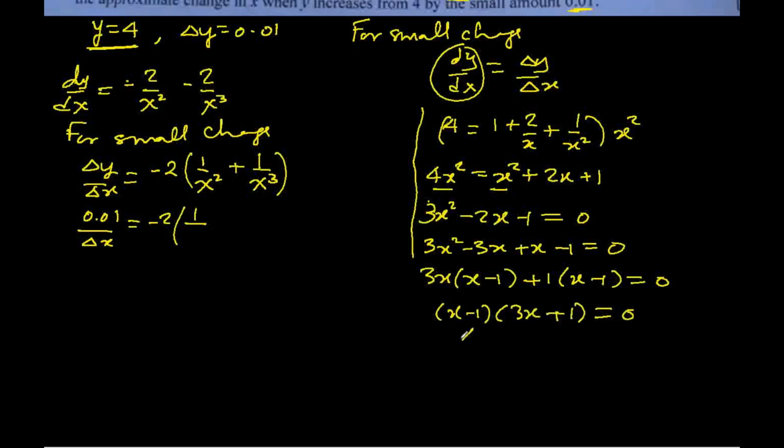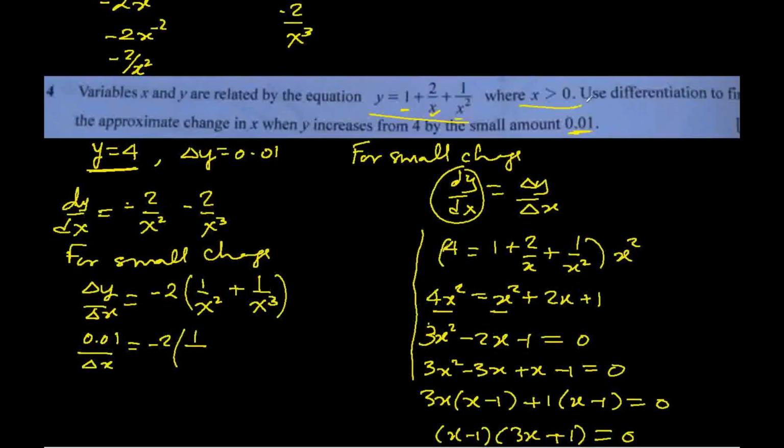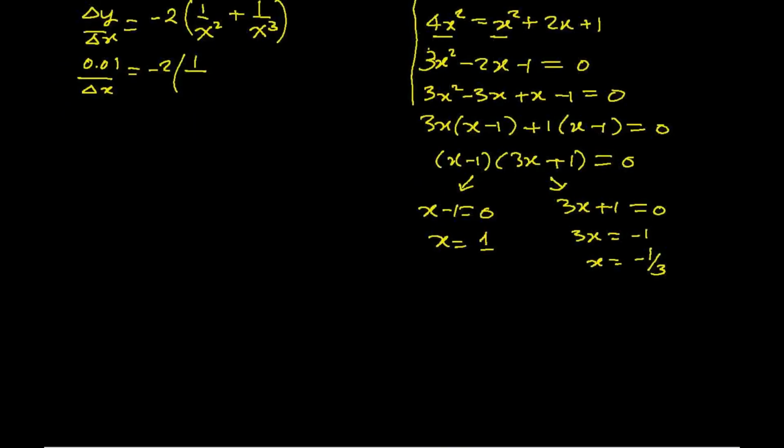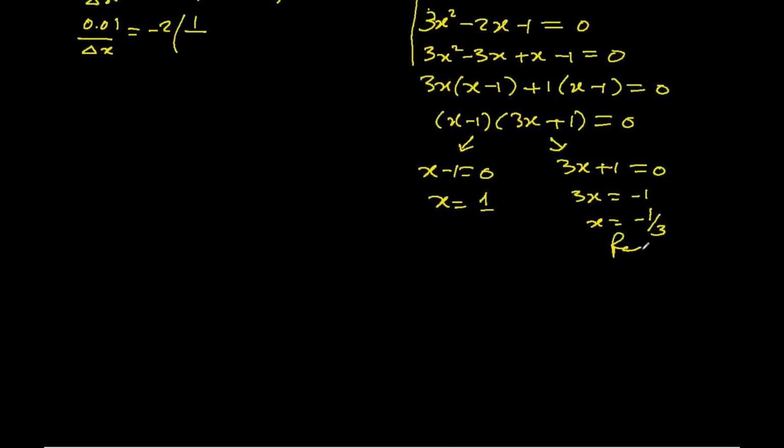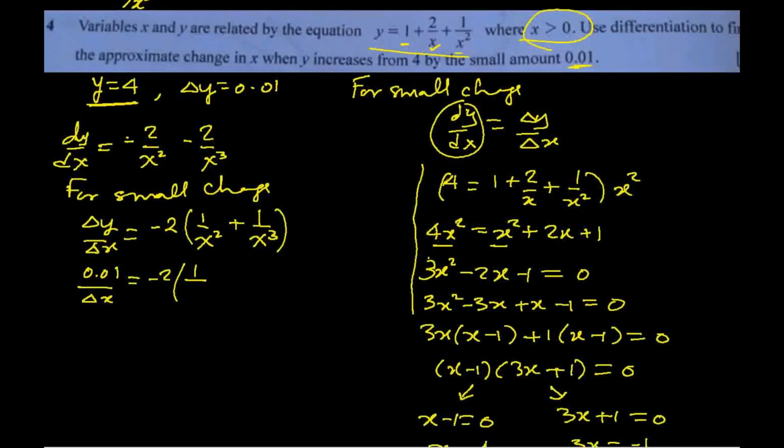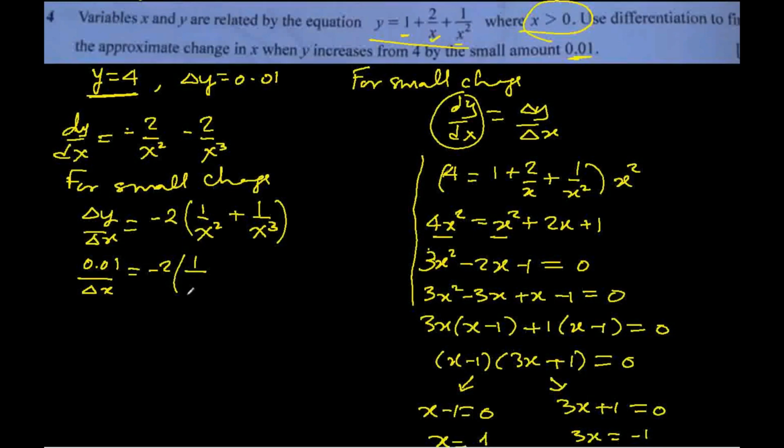Alright, so x has two values. First one, x minus 1 equal to 0, which gives us x equal to 1. This gives us 3x plus 1 equal to 0, 3x equal to negative 1, x equal to negative 1 over 3. As far as I remember, in the question they had given x is greater than 0. Can you see here? That means the negative 1 over 3 is rejected. We can't accept this answer because x is not less than 0. So x equal to 1 is the only possibility, and we'll go back to our question where we left it.